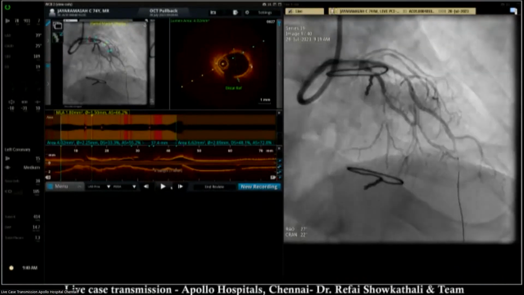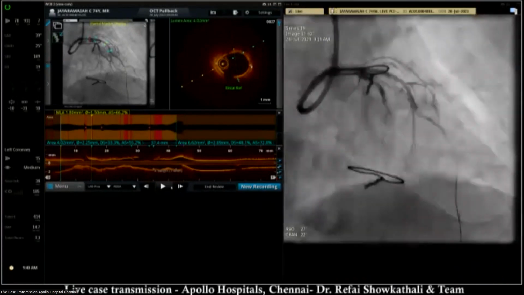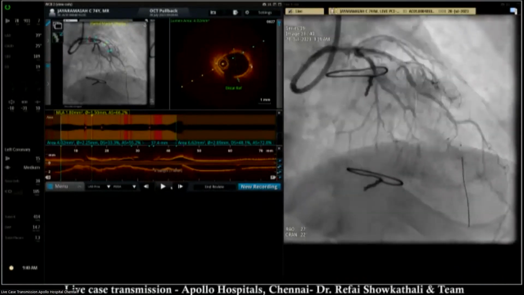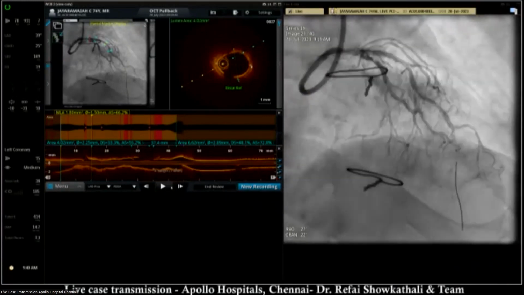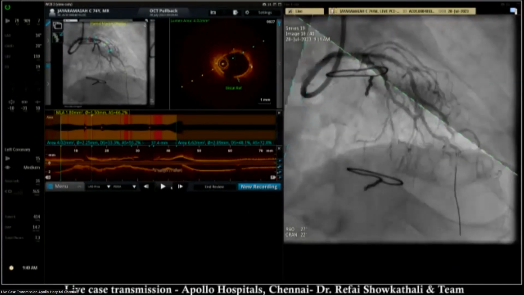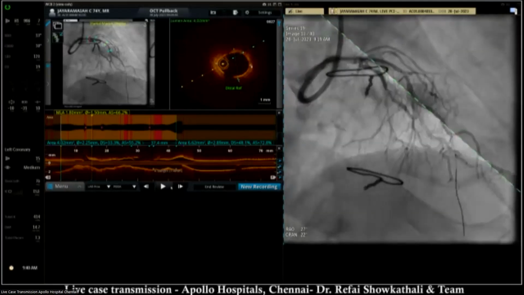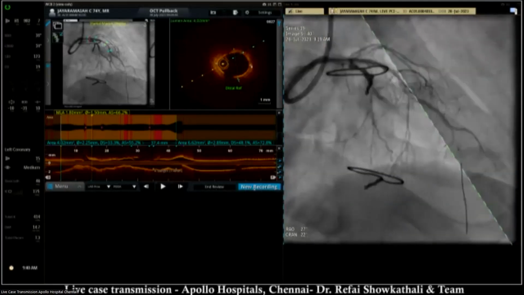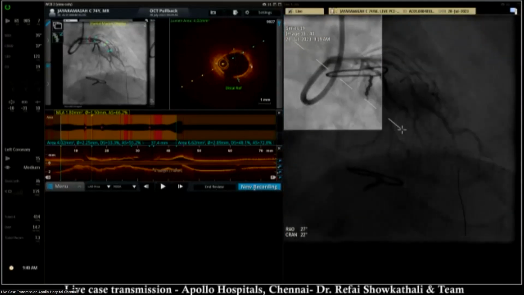Back one. Yeah. This is the OCT run. With the OCT, I may take one run in the cranial view to show without the OCT catheter how the distal flow is. Maybe give some nitro first. We have around 200 and the pressures are okay. So we can do another 200 of nitro, please.